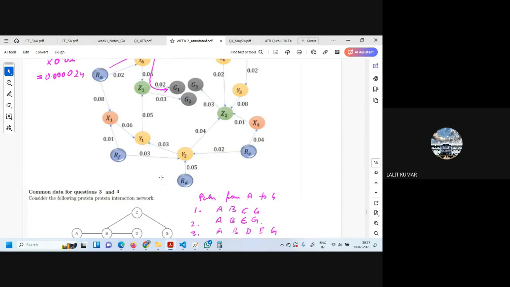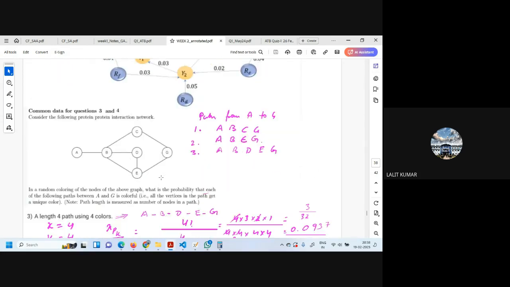Then we come to questions number 3 and 4. This question is from the colorful topic. In a random coloring of the nodes of the above graph, what is the probability that each of the following paths between A and G is colorful? They have given, for example, a length 4 path using 4 colors. If we see a length 4 path, there can be only 2 paths of length 4: A, B, C, G, and A, B, E, G.